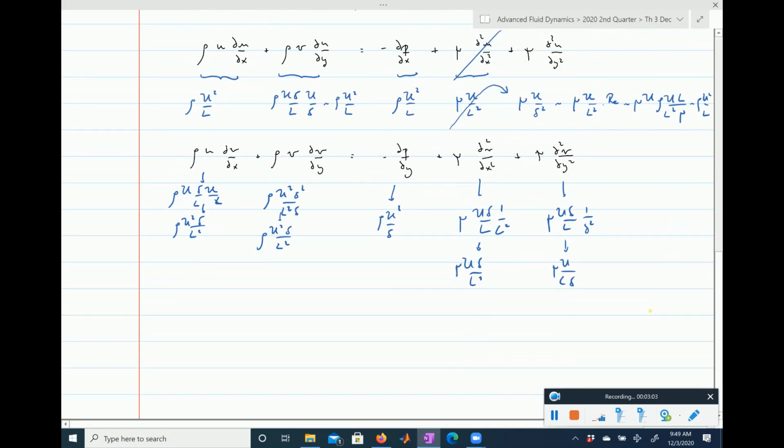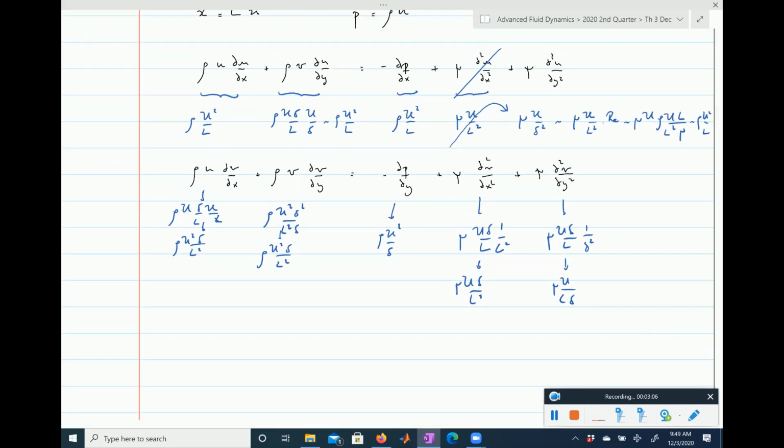So now we have to compare all of these terms. And so remember what we did last time. If we're comparing those two terms, it's very clear that here we have a 1 divided by L squared, and here we have a 1 divided by delta squared. And because delta, the thickness of the boundary layer, is much smaller than L, this term here is going to dominate between the two. And that term here is going to be much smaller. So we know that at least this term is much smaller than that term.